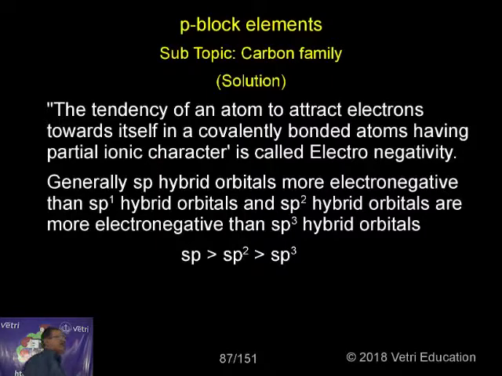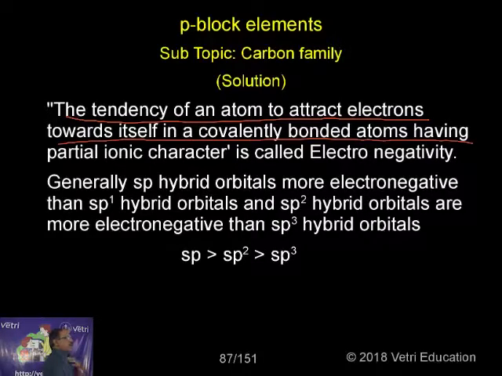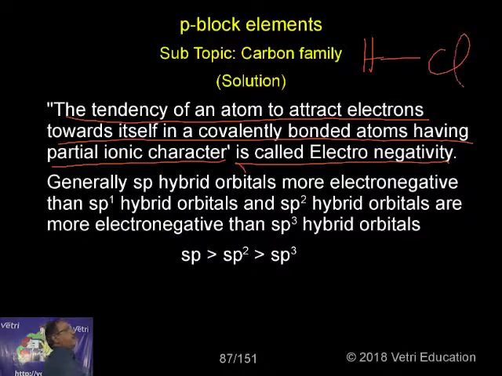Before that, let me explain what is electronegativity. The tendency of an atom to attract electron towards itself in a covalently bonded atom having partial ionic character is called electronegativity. Say for example, let me write HCl. It's a covalent molecule. Because of inductive effect, the bond pair is moving towards chlorine. That means chlorine attracts the electron towards itself.